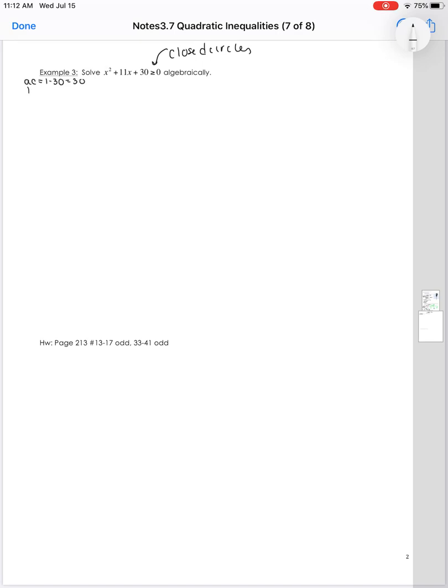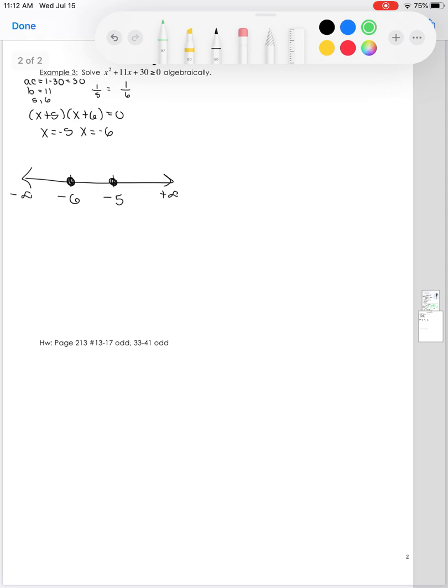All right, second one here. So everything's on the right side. Again, we have closed circles. And we get lucky again in terms of, can we factor this? So let's see. AC is 1 and 30, which makes 30. B is 11, so yes, we have 5 and 6. When I make my fractions, I don't have to simplify, so we get x plus 5, x plus 6 equals 0, and we get -5 and -6, which are our two values on our number line.